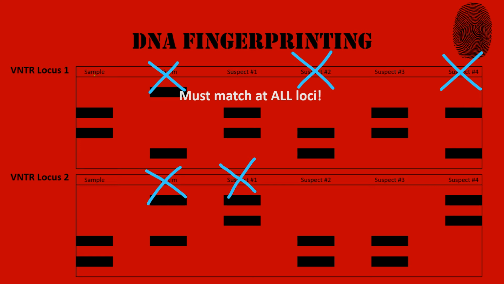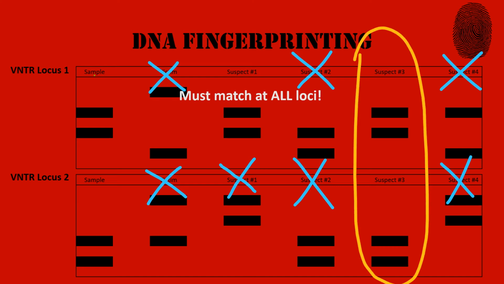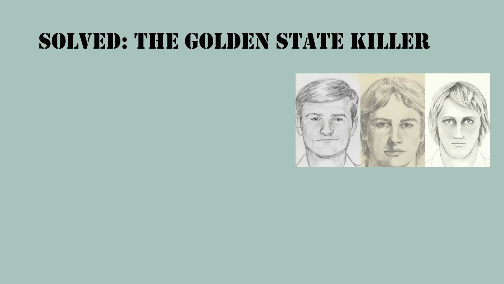Both of suspect 2's alleles match the sample. However, they did not match up exactly at locus 1, and therefore they can still be ruled out. Suspect 3's alleles align with the sample perfectly, so they still cannot be eliminated. And finally, suspect 4 is not a match for either of the sample alleles, and therefore they can be excluded again. Looking at both gels, the investigators were able to determine that the only one of the suspects that matched their DNA evidence at both loci was suspect 3, aka Joseph James DeAngelo.